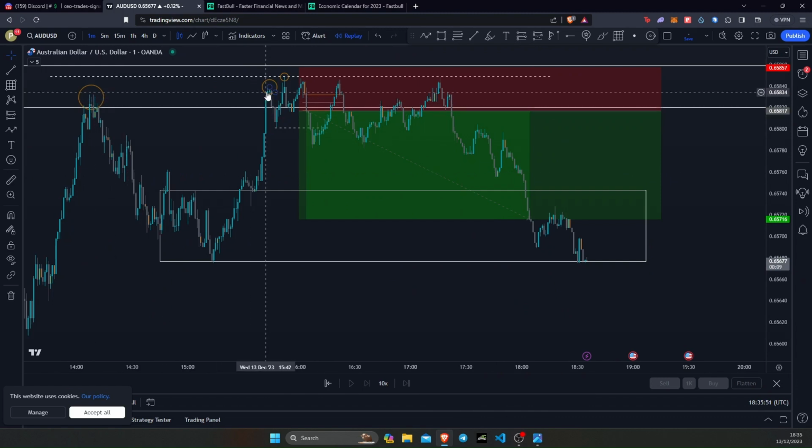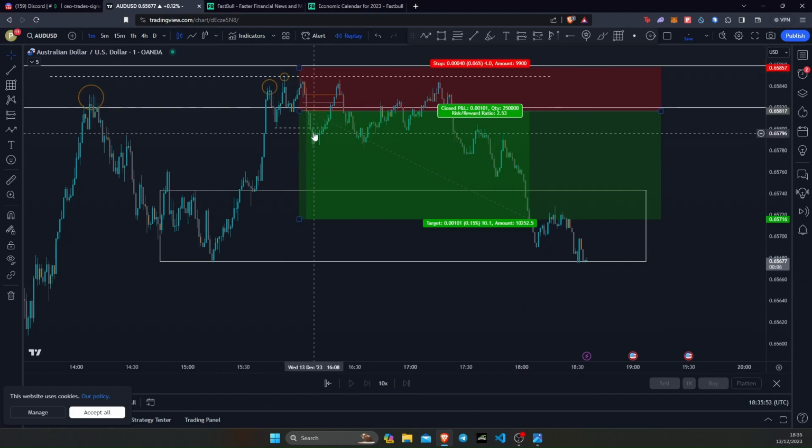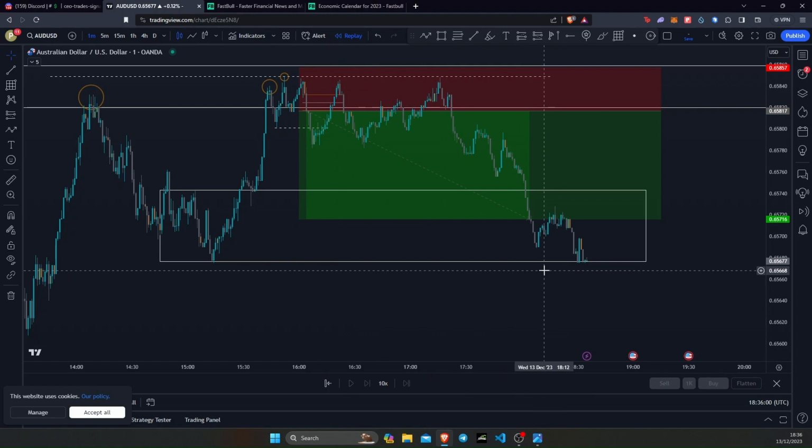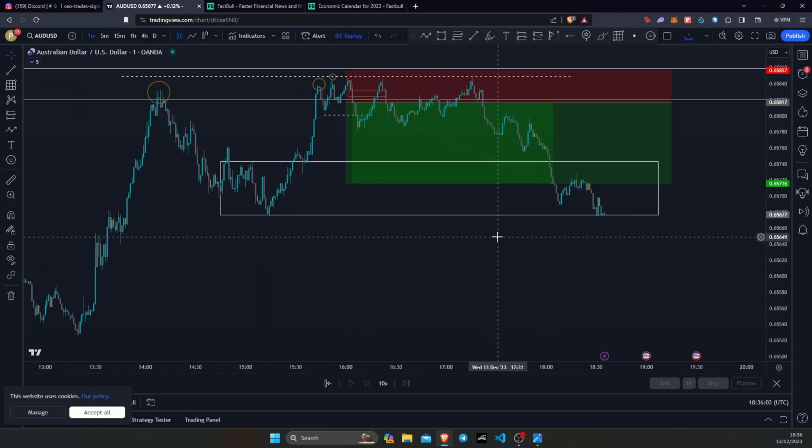We had the three pushes into the zone. We had a market structure shift that left a fair value gap, consolidation right above with a nice order block. Price came back, gave us a tap, and then a nice run to the take profit.